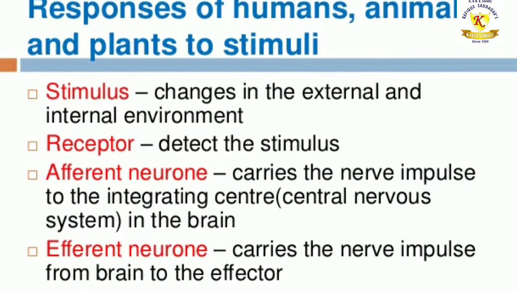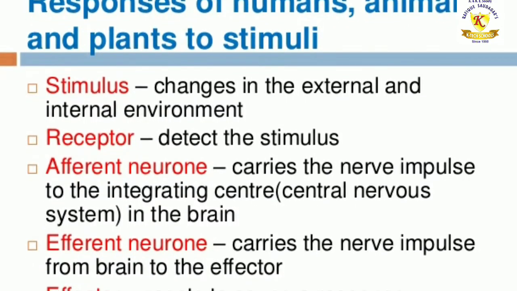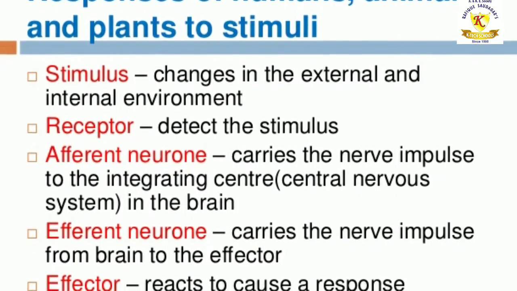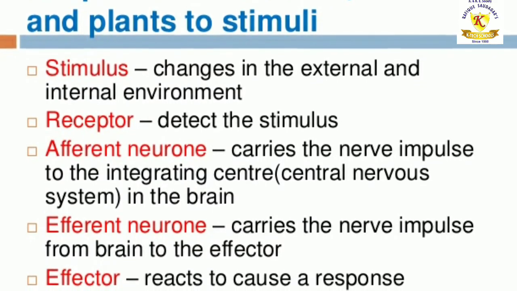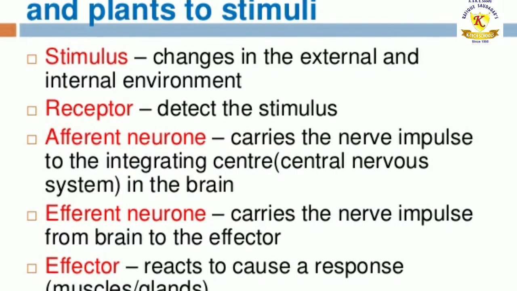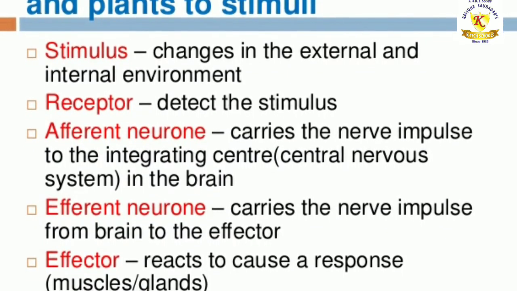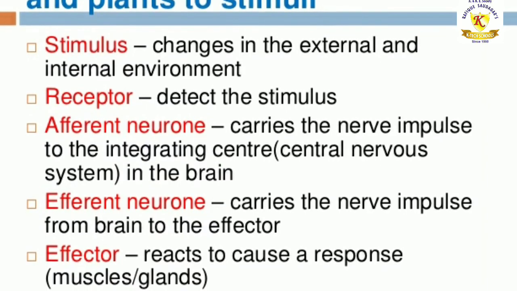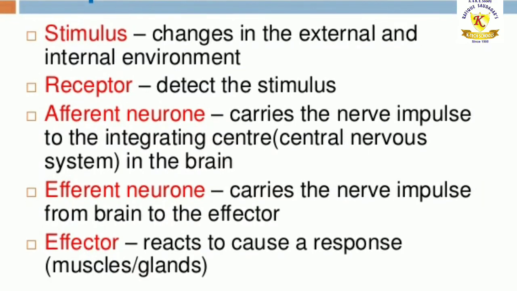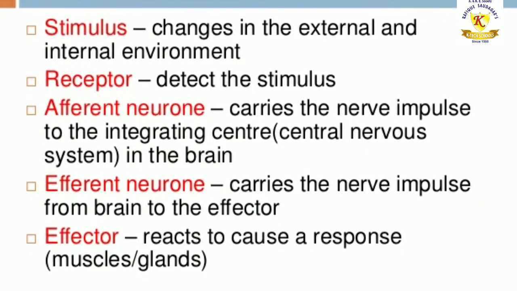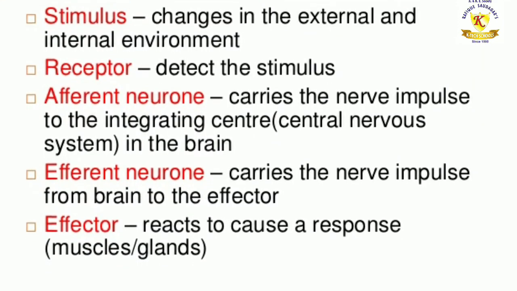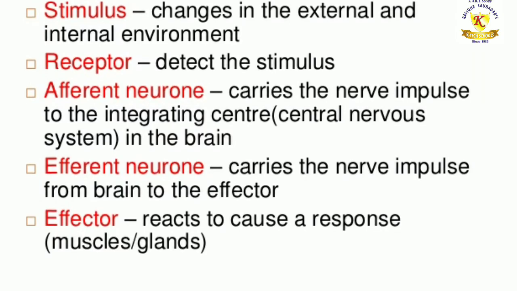What happens? Now, stimulus: changes in the external and internal environment. Then, receptor: it detects the stimulus. Then, afferent neuron: it carries the nerve impulses to the integrating center, that is the central nervous system in the brain. Then efferent neuron carries the nerve impulse from the brain to the effector, and then the effector reacts to cause a response through muscles and glands.